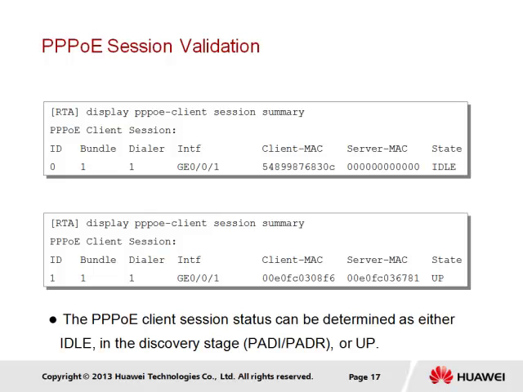This represents a situation in which an attempt to establish the PPPoE session has not yet been made. It may also be possible to view a state of PADI that represents the client has started the discovery stage by sending a PADI packet, or we may also see a state of PADR that shows the discovery request packet has been sent also by the client. Ultimately, however, we should expect to see the status of up, which demonstrates the PPPoE session has been successfully established.